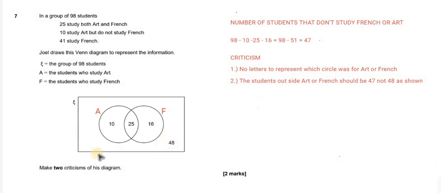So those are the 2 criticisms you can have of this diagram. No letters to represent which circle was art or which one was French. And secondly, the students outside art or French should be 47, not 48, as shown. Basically, the idea is to go through it yourself like the question was given to you. And that way, you'll find out what's wrong with it if you do it the right way. Comparing the right way to the wrong way, you find out what's wrong.